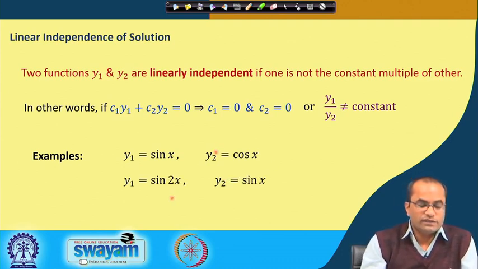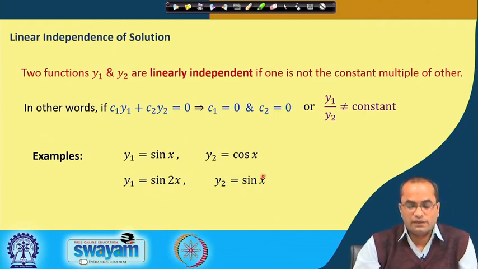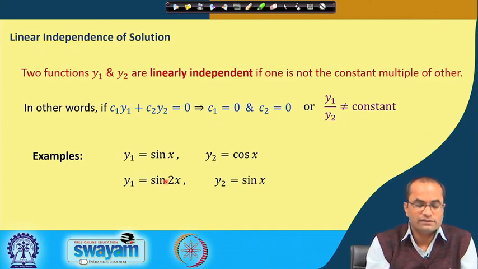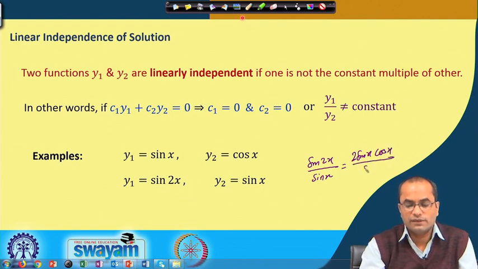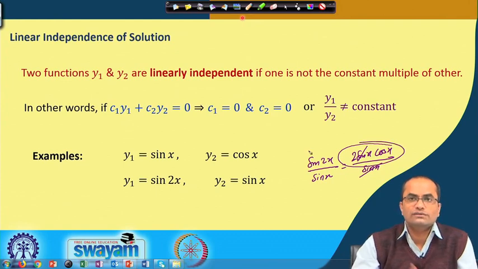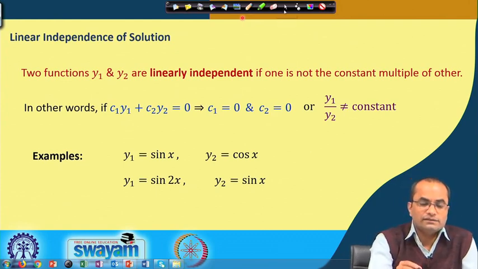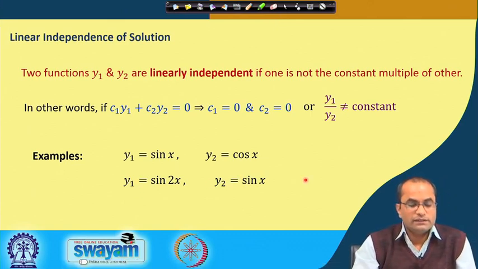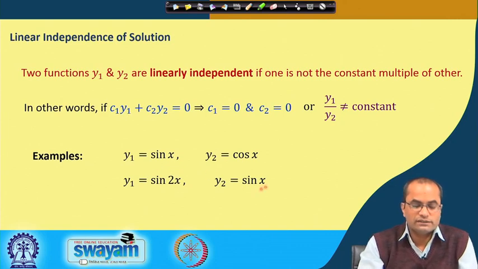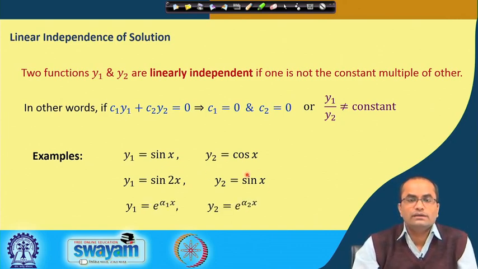Another example is sin 2x and sin x. Here again we take the ratio, sin 2x over sin x, which is 2 sin x cos x divided by sin x. The sin x gets cancelled, and we have 2 times cos x, which is again not constant, and hence y1 and y2 also form a linearly independent set. So sin 2x and sin x are linearly independent.